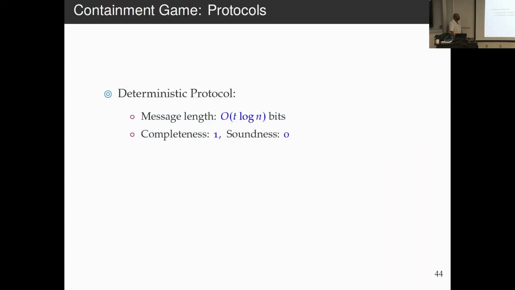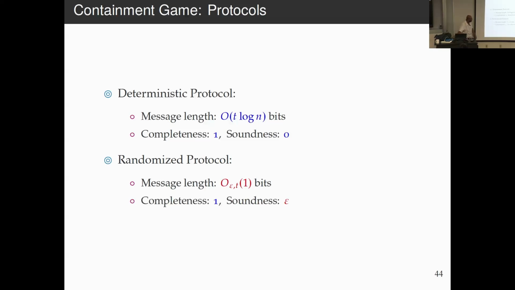And there's a deterministic protocol, just send everything. And okay, you have completeness 1. If it's contained, you always say yes. If it's not, you always say no. But we can come up with a randomized protocol where you send just a constant number of bits, where constant depends on epsilon and t. And you get completeness 1 and soundness arbitrarily approaching 0. So you get almost the same as deterministic, just small epsilon error in the soundness.